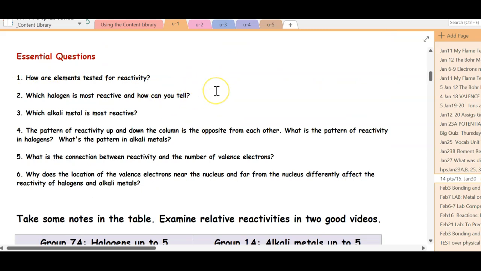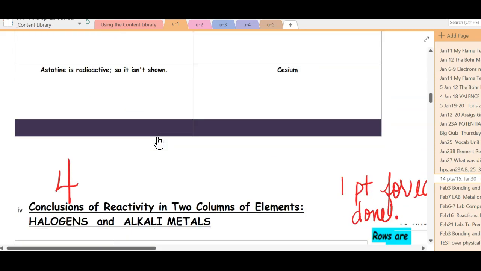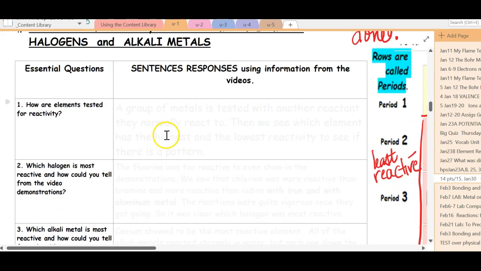We were watching those two videos, and from that, we were answering the questions about how do we test for reactivity, which halogen is most reactive, which alkali, what's the pattern, what's the connection in the two patterns and valence electrons, and so on. So you took notes here after you watched the videos. And I already graded this, I believe.